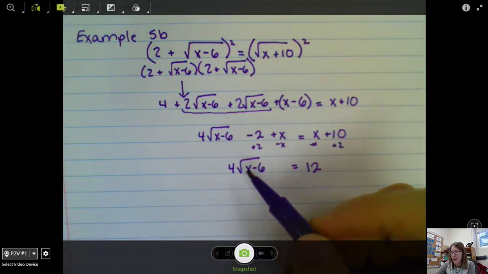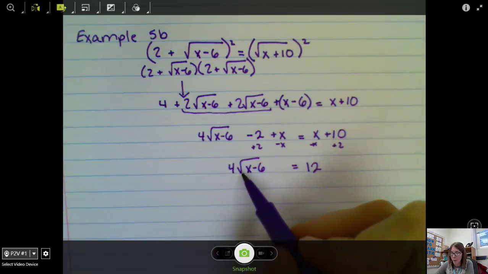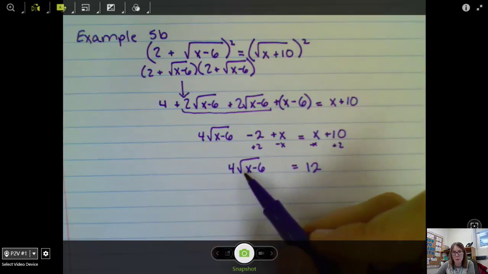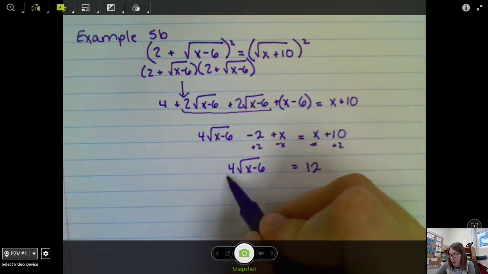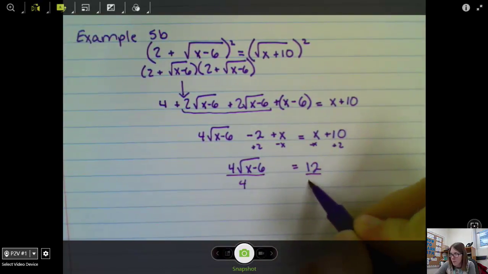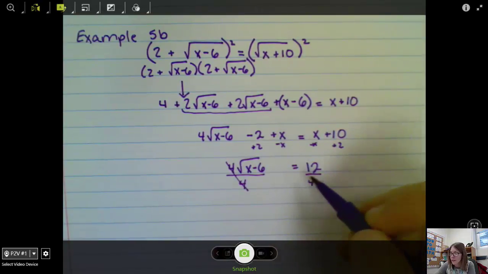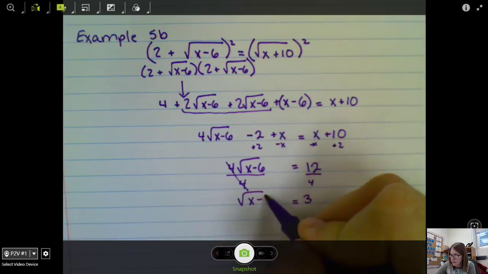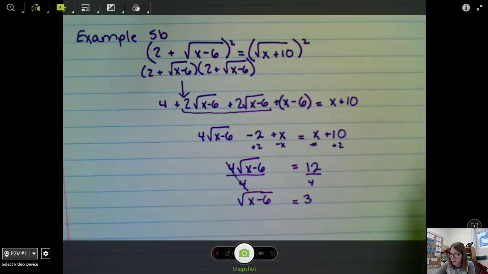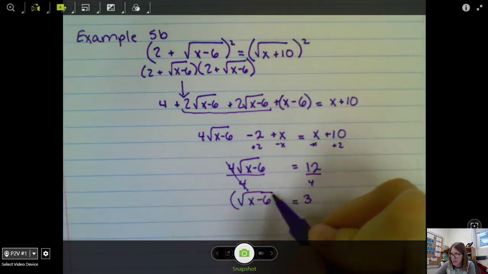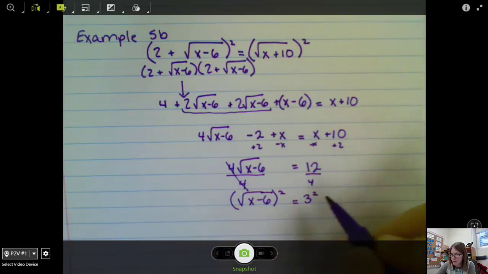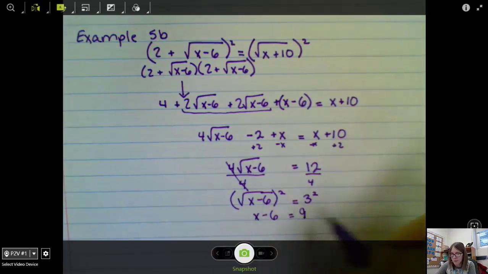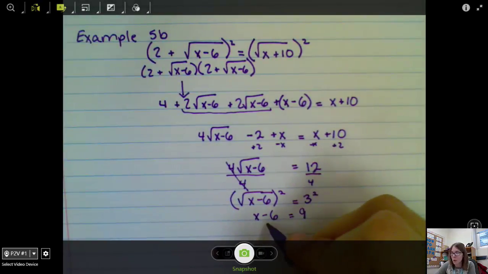And at this point, you could either divide both sides by 4. Sometimes it works out nicely, like in this case. If it didn't, you could just square both sides at this point. I'm going to divide both sides by 4, though, because I can do 12 divided by 4 nicely. Then we square both sides to get rid of our radical. And add 6 to both sides.